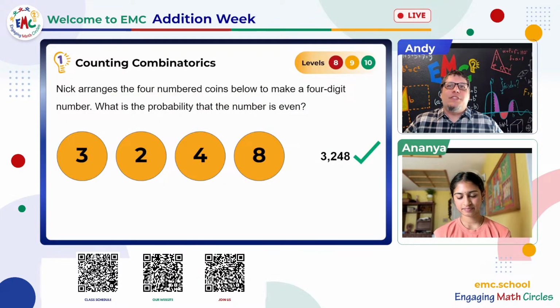Okay, competition style slides. So we're going to be doing some challenging problems. Some of them are tricky, some of them have something to look out for, and always something to learn from. So, do you know what combinatorics is?